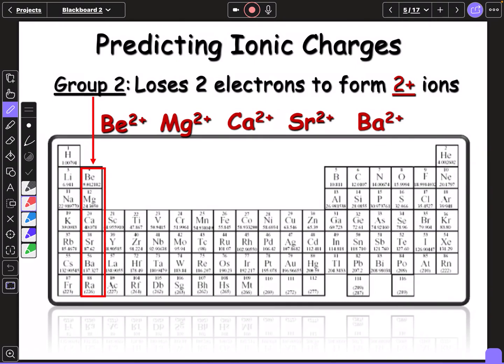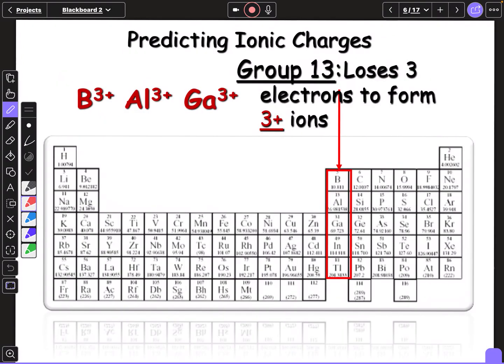Next, group 2. They lose 2 electrons. They lose their 2 valence electrons to form +2 ions or 2+ ions. And those are some examples right there: beryllium, magnesium, calcium, strontium, and barium. They all form 2+ ions. They all give up those 2 electrons.